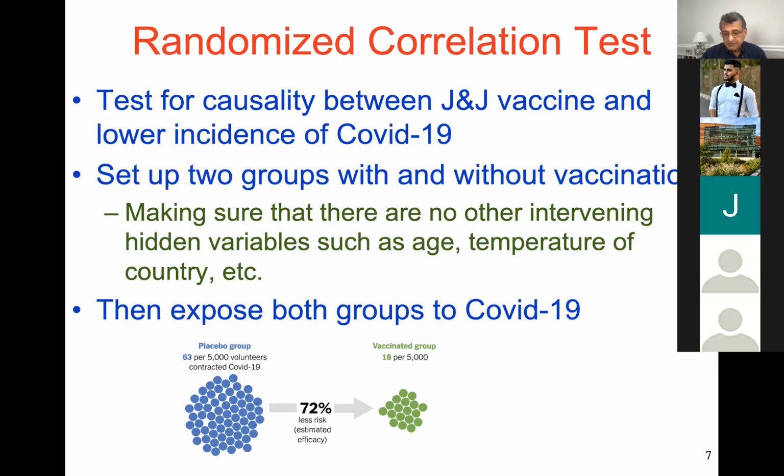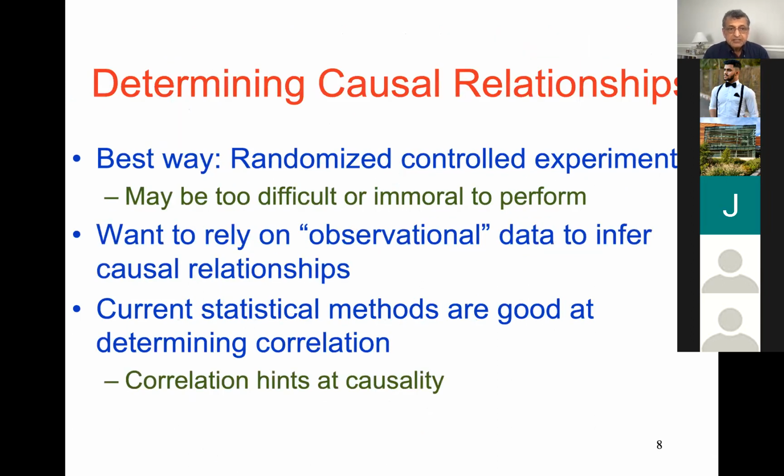But we are now talking about general observational data, not setting up a particular test. So for determining a causal relationship, the best way is randomized controlled experiments, but they may be too difficult or immoral to perform. For example, you cannot ask a bunch of people to go smoke and come back and see whether they got cancer or not, right? So you may not be able to do that, and you want to observe data and then infer whether there is causation. We want to rely on observational data to infer causal relationships.